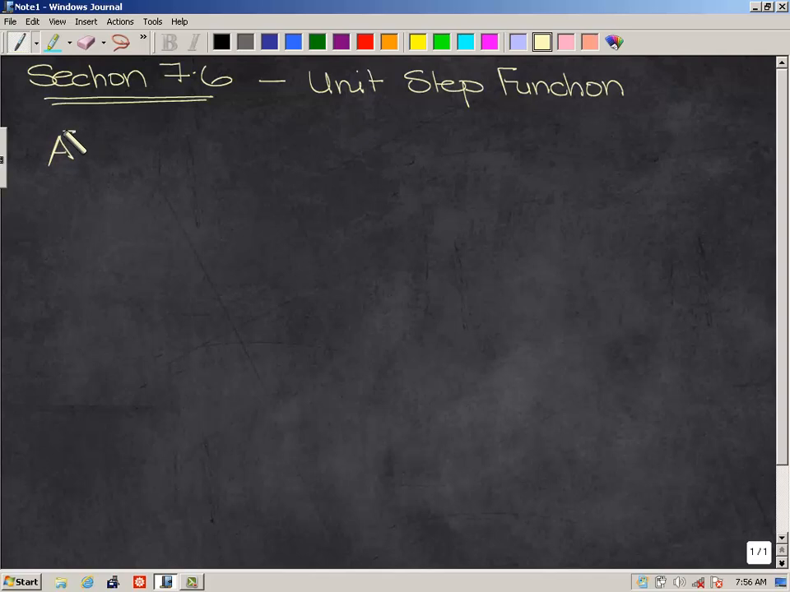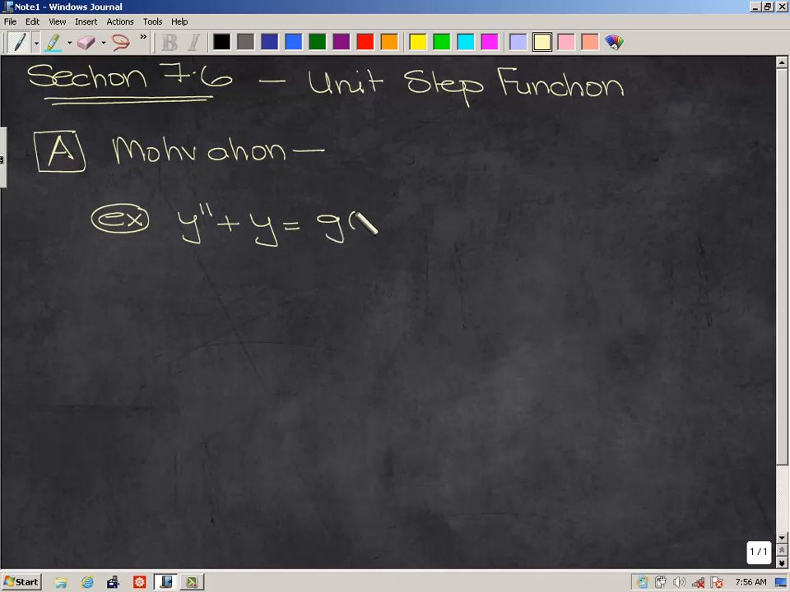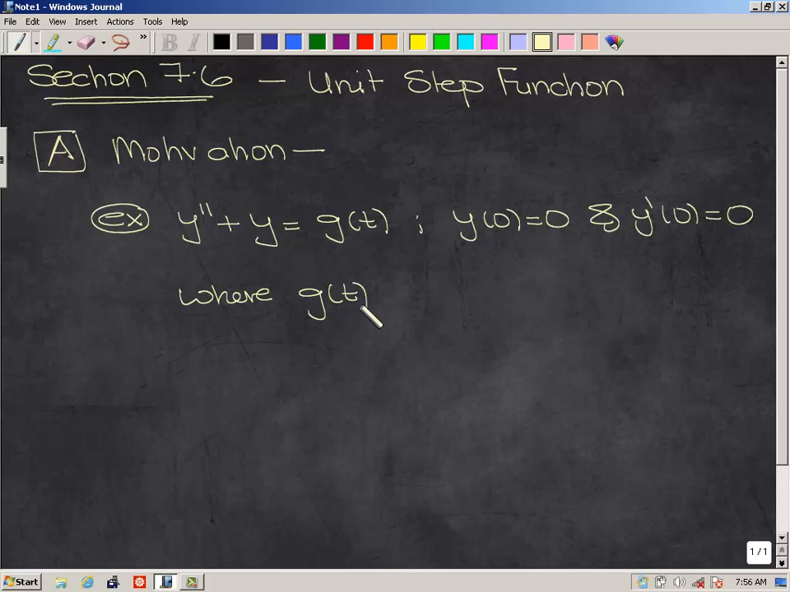So let's say that I give you this problem to solve. We have y double prime plus y is equal to some g of t. I have initial conditions y of 0 is 0 and y prime of 0 is 0, where g of t, my forcing function, we called it, if you remember from chapter 4, is called the forcing function of the external force.